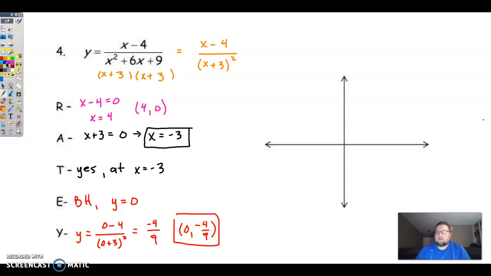All right, let's plot all of these on our graph over here. So we have a point at (4, 0). We have our vertical asymptote at x equals negative 3. Sorry for the wavy line there. We have a horizontal asymptote. Let's put our t above that for togetherness as well. We have our horizontal asymptote at y equals 0, which is the x-axis. And we have our y-intercept at (0, negative 4 ninths). Pretty close to a half, so we'll put it there.